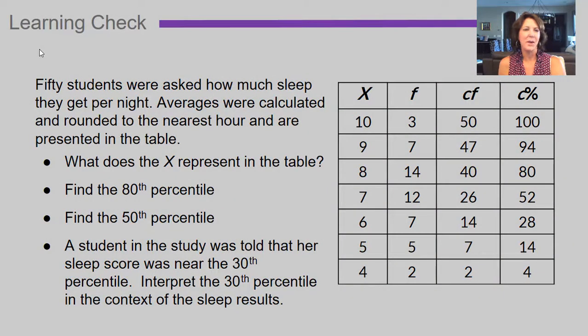Let's do a learning check. Here we go. 50 students were asked how much sleep they got per night. Averages were calculated and rounded to the nearest hour and are presented in this table. As you can see right here, we have the table that I've already filled in for you with all of the elements. I want you to figure out what the X represents in the table. Find the 80th percentile, find the 50th percentile, and a student in this study was told that her sleep score was near the 30th percentile. Interpret the 30th percentile in the context of sleep results. Pause the computer, take a moment to do this, and then we'll check out your answers.